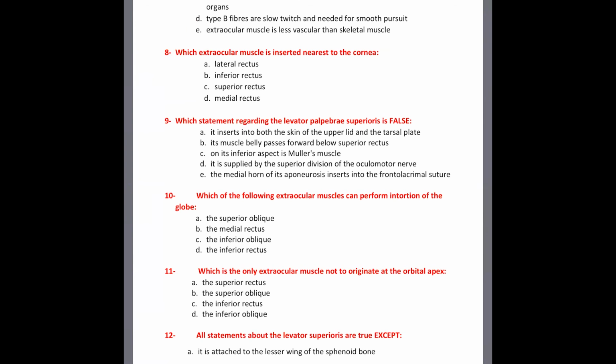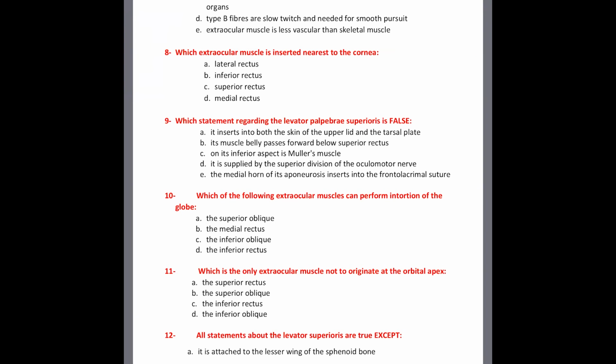Which extraocular muscle is inserted nearest to the cornea? This is very easy. Medial rectus, by 5.5 millimeter distance from the limbus. Question number 9. Which statement regarding the levator palpebrae superioris is false? I'll mention this levator again.